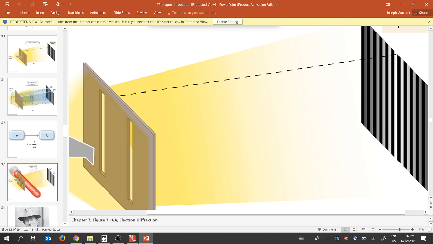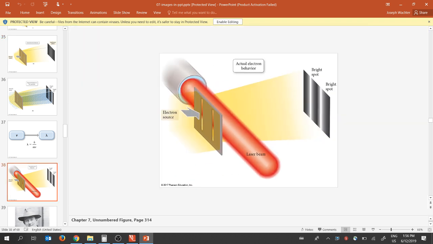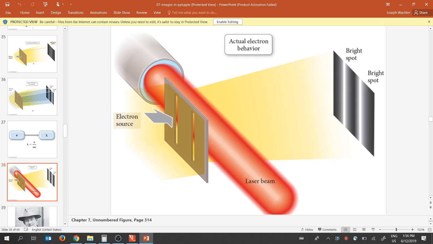To get even weirder, if you use a laser behind that electron source, behind those slits, to track where the electron went, all of a sudden the electron goes back to doing what you expected. It's acting like a particle again, if you try to track its position.